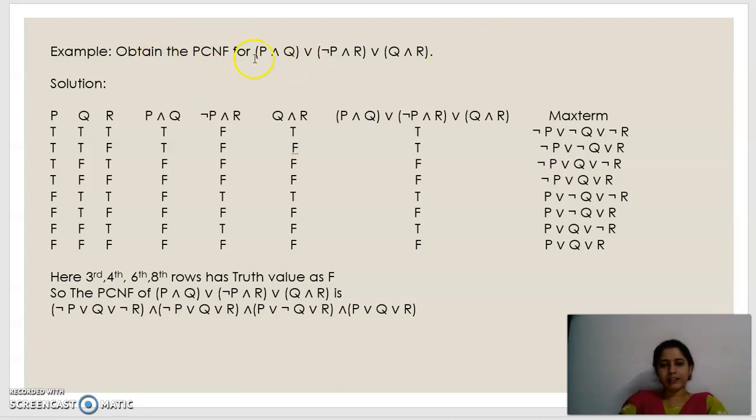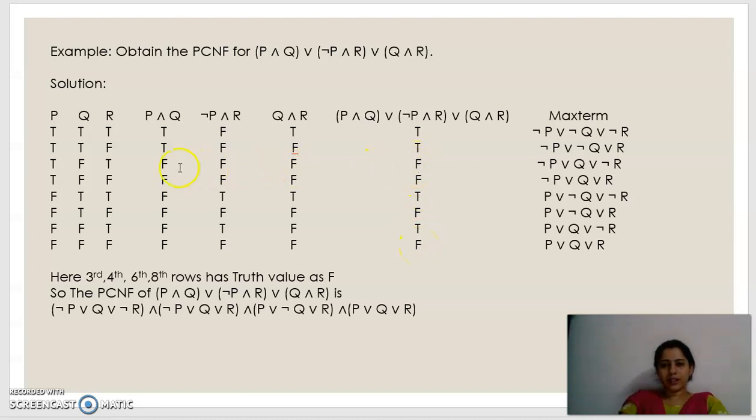Find out the PCNF of this. First, find out the truth table. So find out where you have false values. The third, fourth, sixth and eighth rows have the false values.